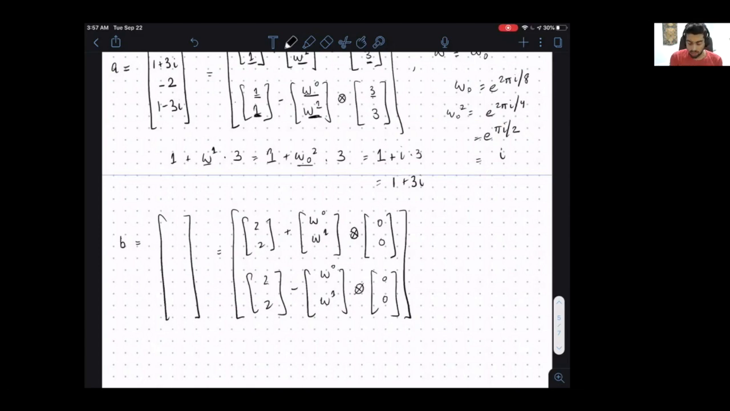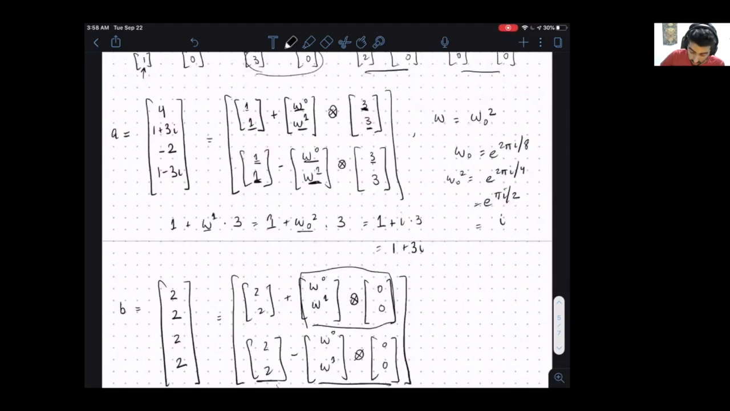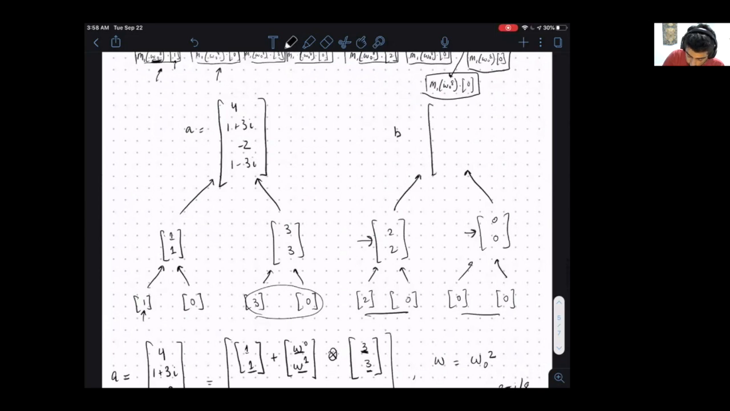And in this case, our computation is a little bit easy because we know that this term is always going to be 0 because it's multiplied by the 0 vector. So this top half is just going to be 2, 2 plus the 0 vector, which is going to stay 2, 2. And similarly, this bottom half is going to be 2, 2 minus the 0 vector, which is also going to be 2, 2. So our B vector is actually all 2s. Okay. Yes, that's the second last layer of the computation done.